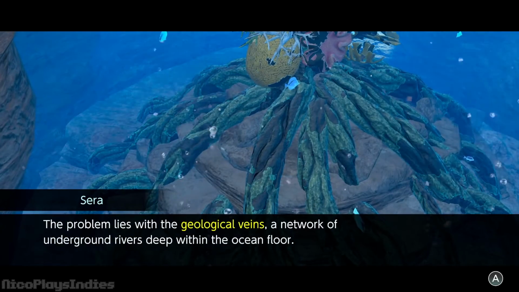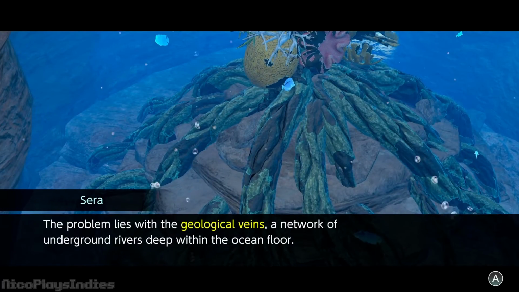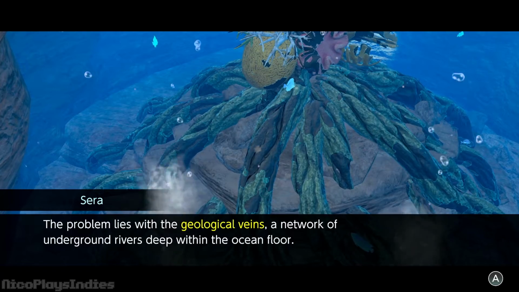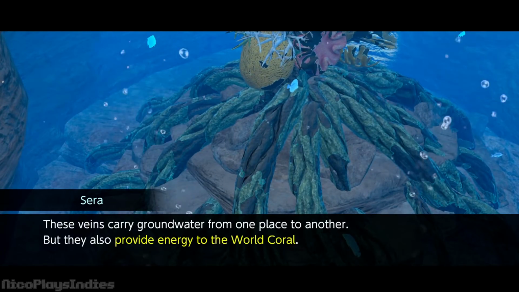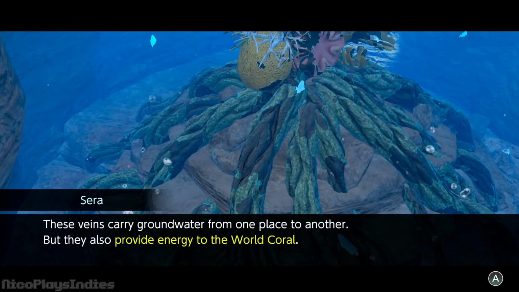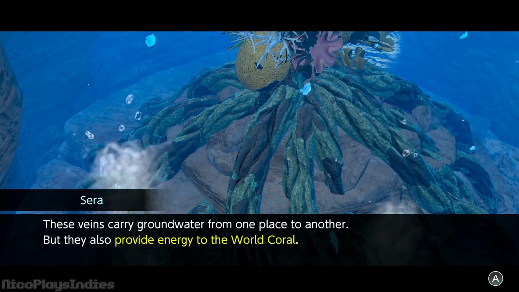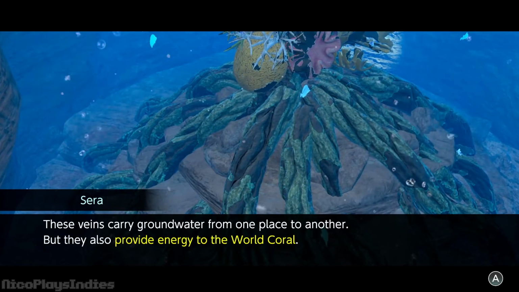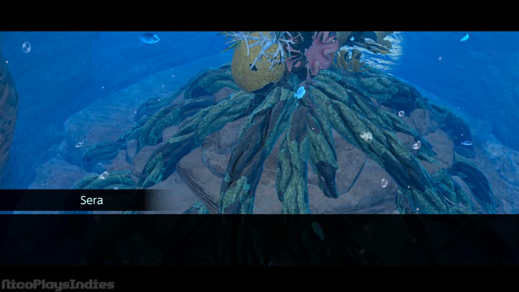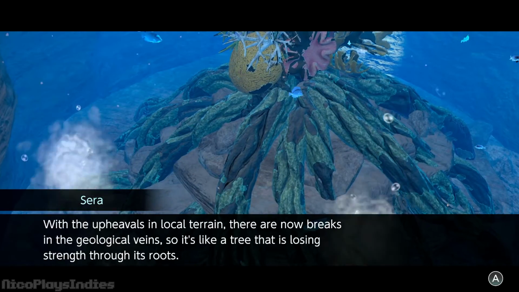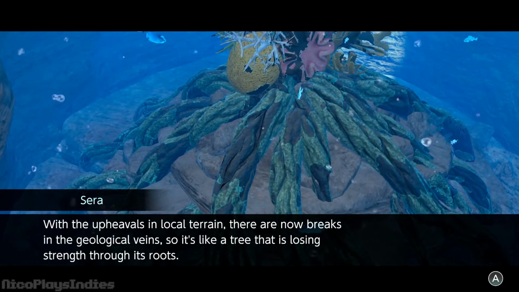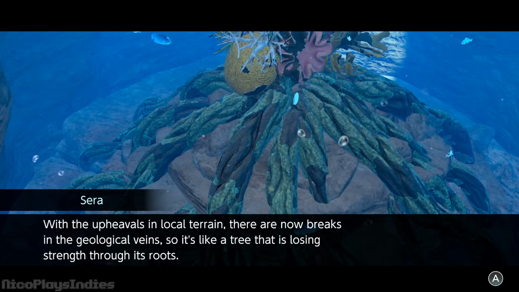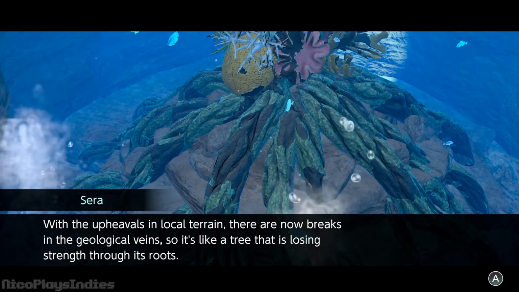The problem lies with the geological veins, a network of underground rivers deep within the ocean floor. These veins carry groundwater from one place to another. But they also provide energy to the world coral. With the upheavals in local terrain, there are now breaks in the geological veins, so it's like a tree that is losing strength through its roots.